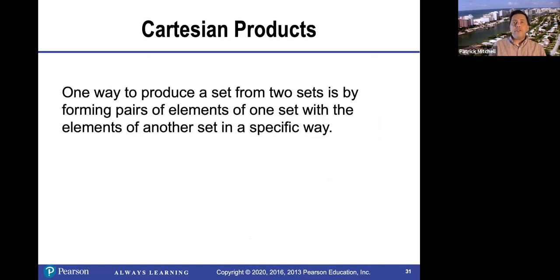All right, Cartesian product. One way to produce a set from 2 sets. We should say another way because we've already talked about several. Another way to produce a set from 2 sets is by forming pairs of elements of one set with the elements of another set in a specific way.